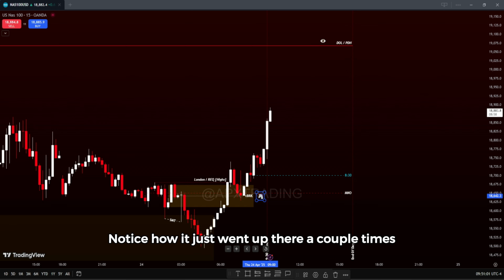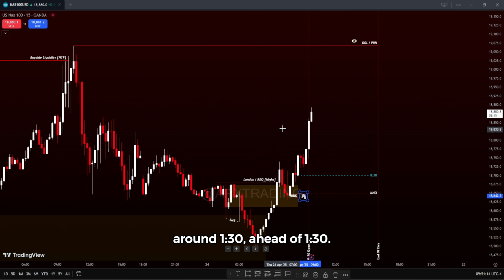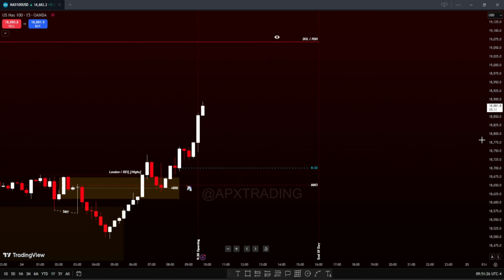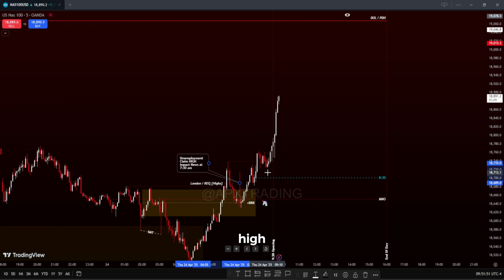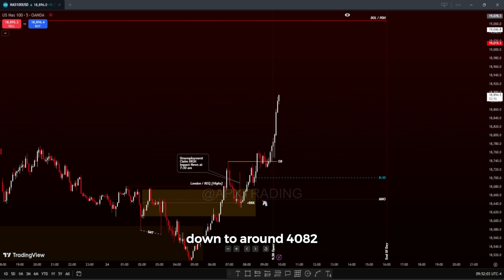Notice how it just went up there a couple times ahead of 1330. Just a few candles went up there, and then we moved from that high down to around 40.82 at 2:30 in the afternoon. See that? When that retraced, I had a stop loss on my one singular contract in my account, and it was at 40.84.50. That was where my stop loss was.